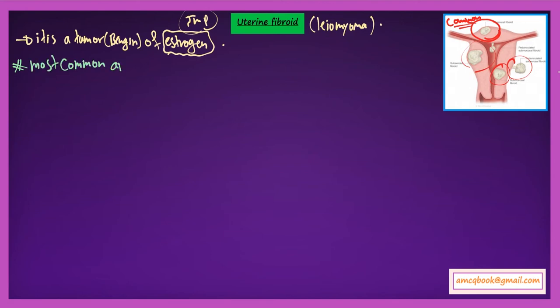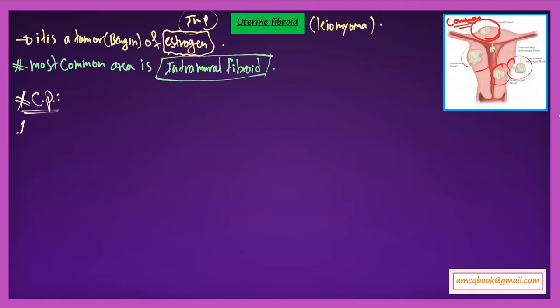Look at this picture here on the top right corner, and this one represents intramural fibroid, which is the most common one. The clinical picture include majority of cases are asymptomatic, and in case if it becomes symptomatic, then the most common symptoms is a bleeding.